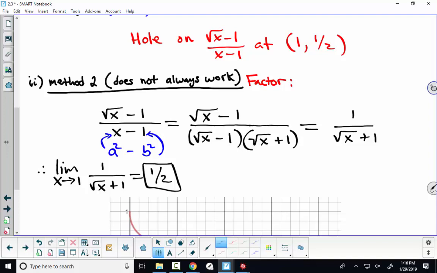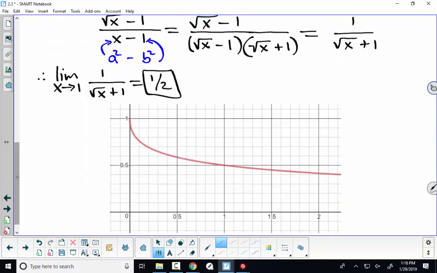If that's weird, then just disregard. You can always default back to the conjugate. So here's a graph of our function. As we discussed last time, graphing utilities aren't always accurate, especially when it comes to showing a deleted point or a hole. But our work shows us that as x approaches 1, this function approaches this y value, which was a half. Are you all right with that? Does that make sense? Any questions?